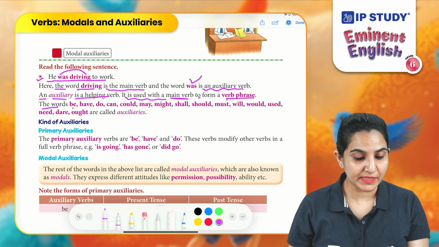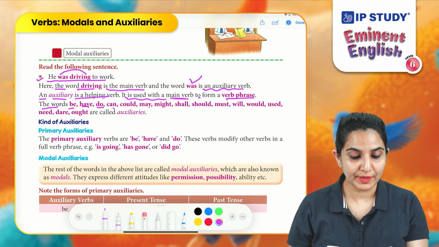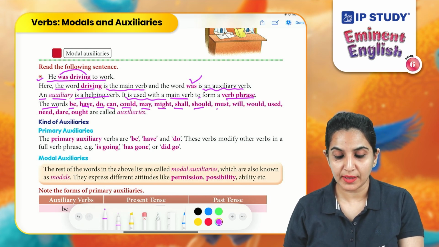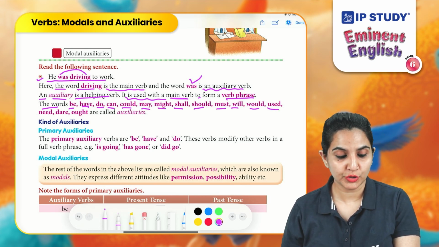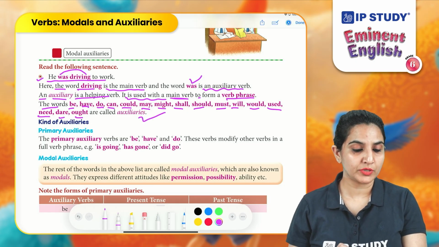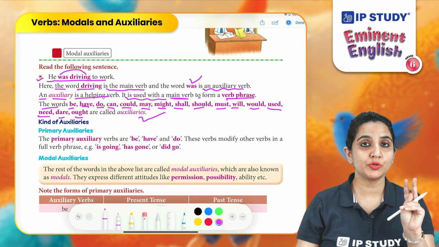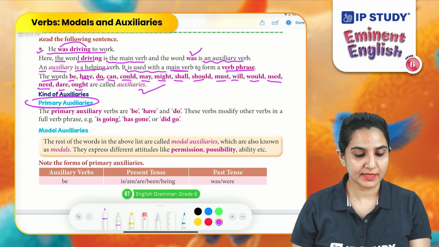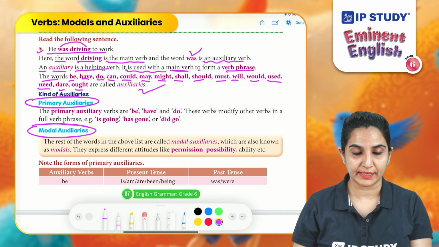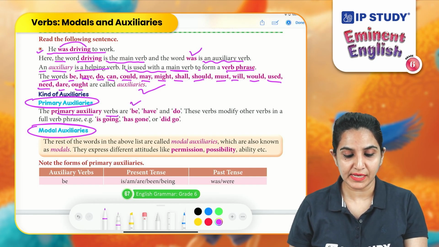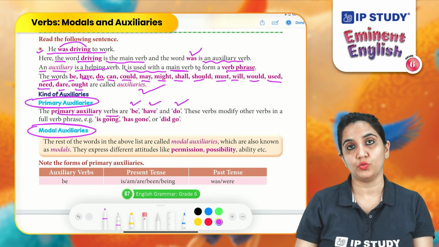The words be, have, do, can, could, may, might, shall, should, must, will, would, used, need, dare, ought are called auxiliaries. There are two kinds of auxiliaries: primary auxiliaries and modal auxiliaries. Primary auxiliary verbs are be, have, and do.